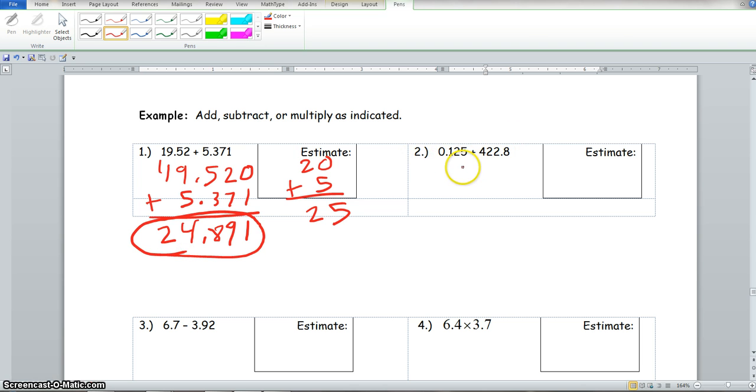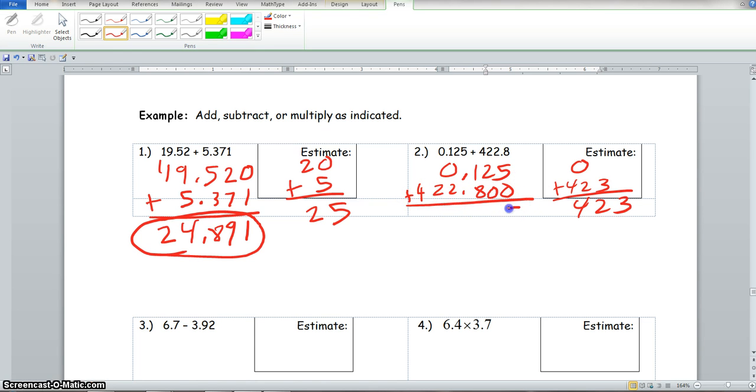Now we come here to number 2. Let's do the same thing. Estimate to the nearest whole number. So 0.125 would be 0. And then 422.8 will be about 423. So it'll be 423. Now we add this. We add 0.125. And then we will have 422.8. And we'll add 2 zeros.